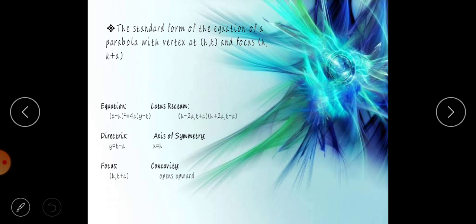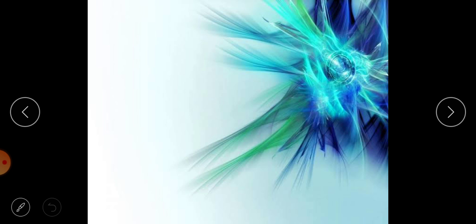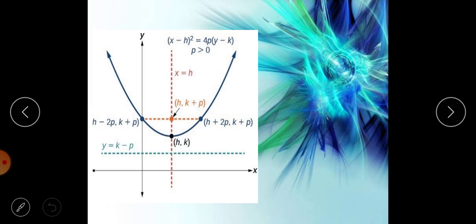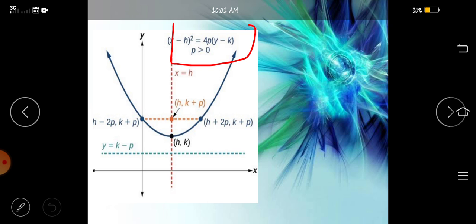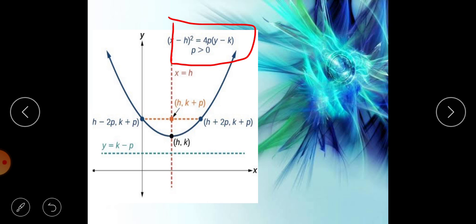And its axis of symmetry is x is equal to h, and its concavity is open upward. So the graph is an equation of (x minus h) squared is equal to 4a times (y minus k), which has a greater than 0. But unlike the first two equations, the axis of symmetry of this equation is on the y-axis. So as you can see, it is vertical. That's why the graph opens upward.